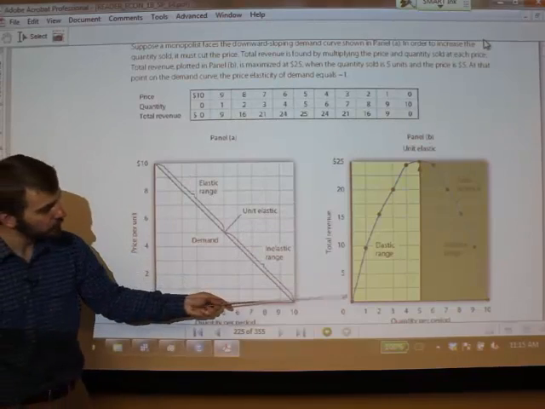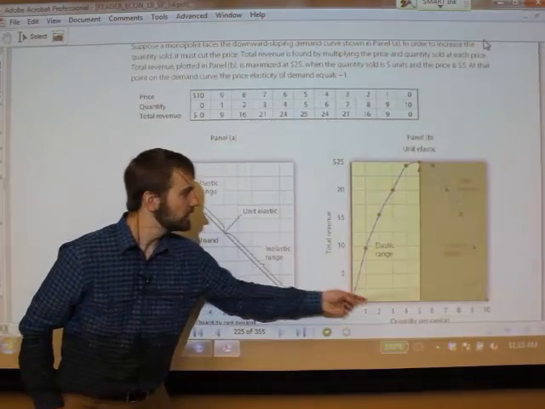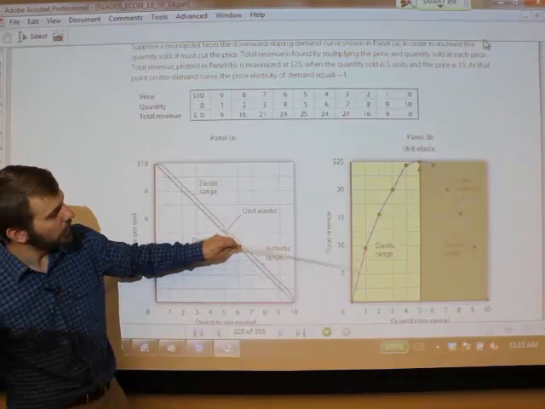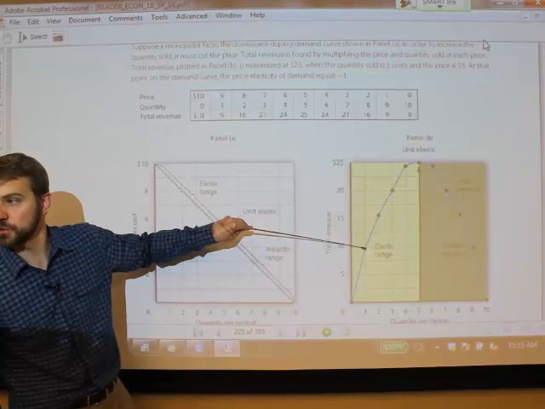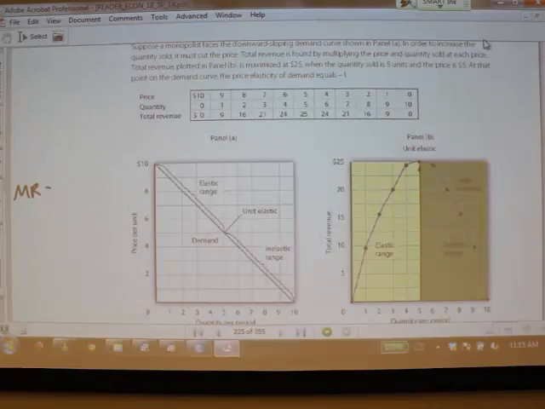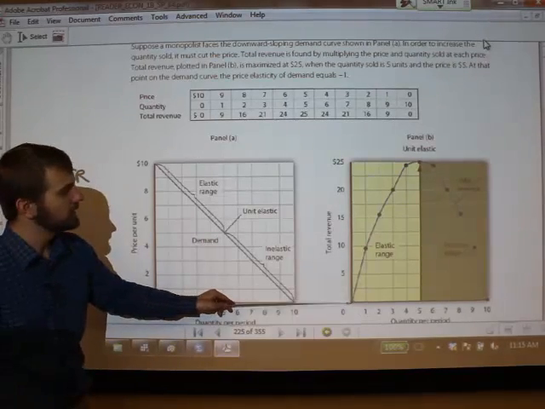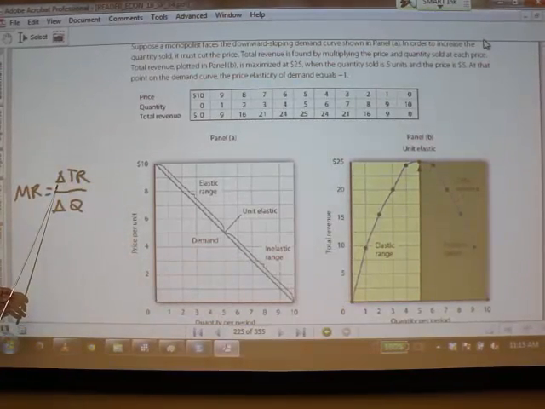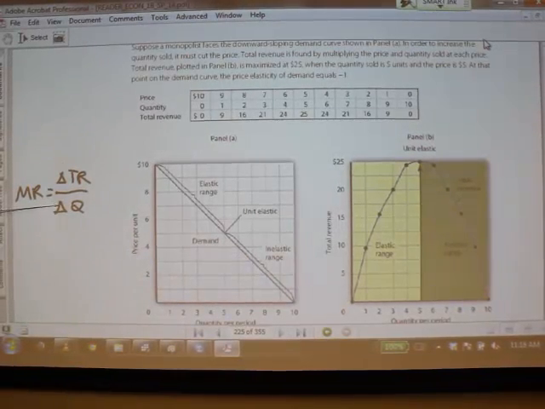This curve on the right plots total revenue with respect to quantity. So as you go from 0 to 1, total revenue increases from 0 to 9. What's the marginal revenue of the first unit? 9. Marginal revenue equals change in total revenue over change in Q. So if revenue goes from 0 to 9, and quantity goes from 0 to 1, we have 9 over 1, or 9.